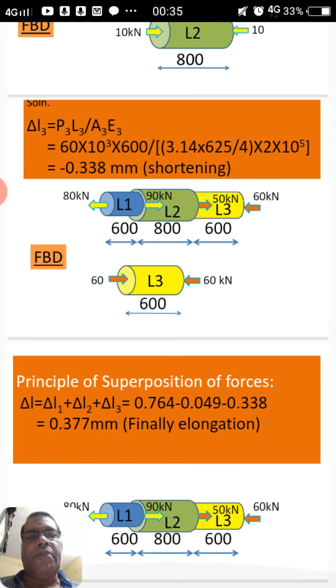So this way we have discussed two different types of problems, one with the uniform cross section with different forces at intermediate sections, and another with different cross sections and different forces at intermediate cross sections. So these are the two different types of problems in bars with varying diameter. This we have solved by using the principle of superposition of forces.